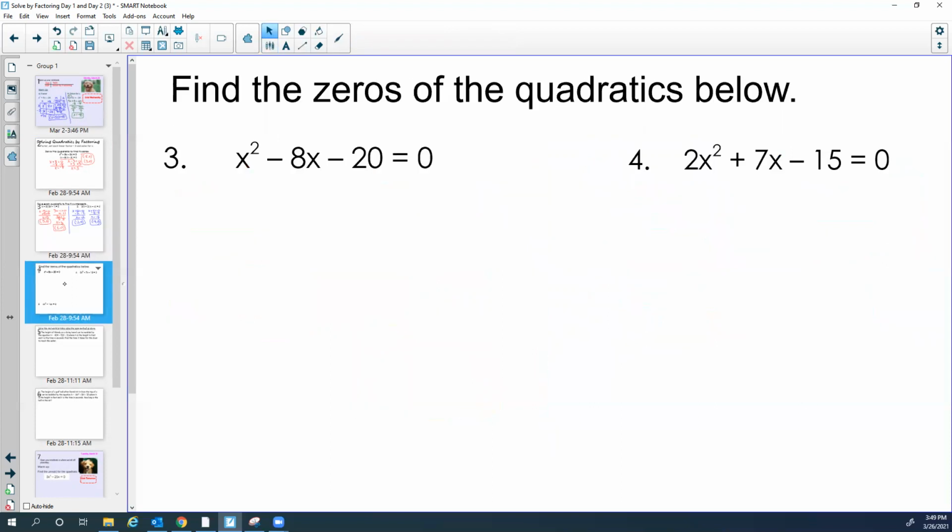Now, majority of the time, not always, are we going to have the factors already factored for us. We are going to actually have to factor the quadratics. So go ahead, pause the video and factor this first quadratic.